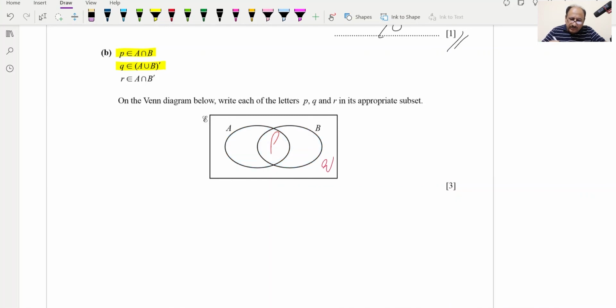Now we will erase this shading part. Then R belongs to A union A intersection B complement. Now A with intersection of B complement is this region, which we can shade this one. This is A intersection B complement, and we have to write R in this region, so we will write R will be in this region, and we have written all these three. This is 3 marks part which we have done.